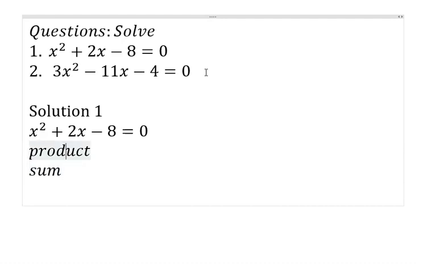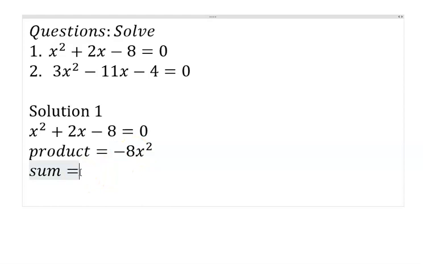Now for product, it means you will take whatsoever is on your extreme left and multiply it with whatsoever on your extreme right. That is your product. You multiply it. That's why we call it product. So we have on our extreme left x squared, we have on our extreme right minus 8. So if you say minus 8 times x squared, to give you what? Minus 8x squared. That's your product.